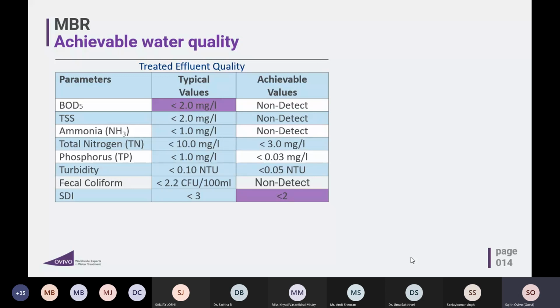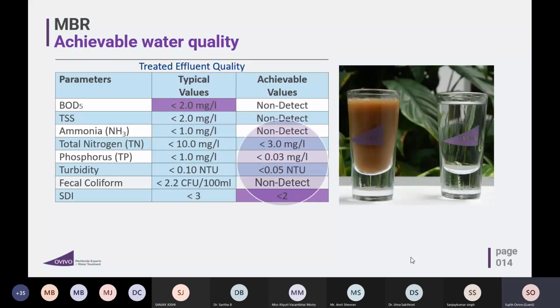SDI is a unit that is called silt density index. This value is measured if your downstream is an RO system. So this is the water quality you get. Like your inlet will be this, and the typical crystal clear water quality from the MBR outlet.